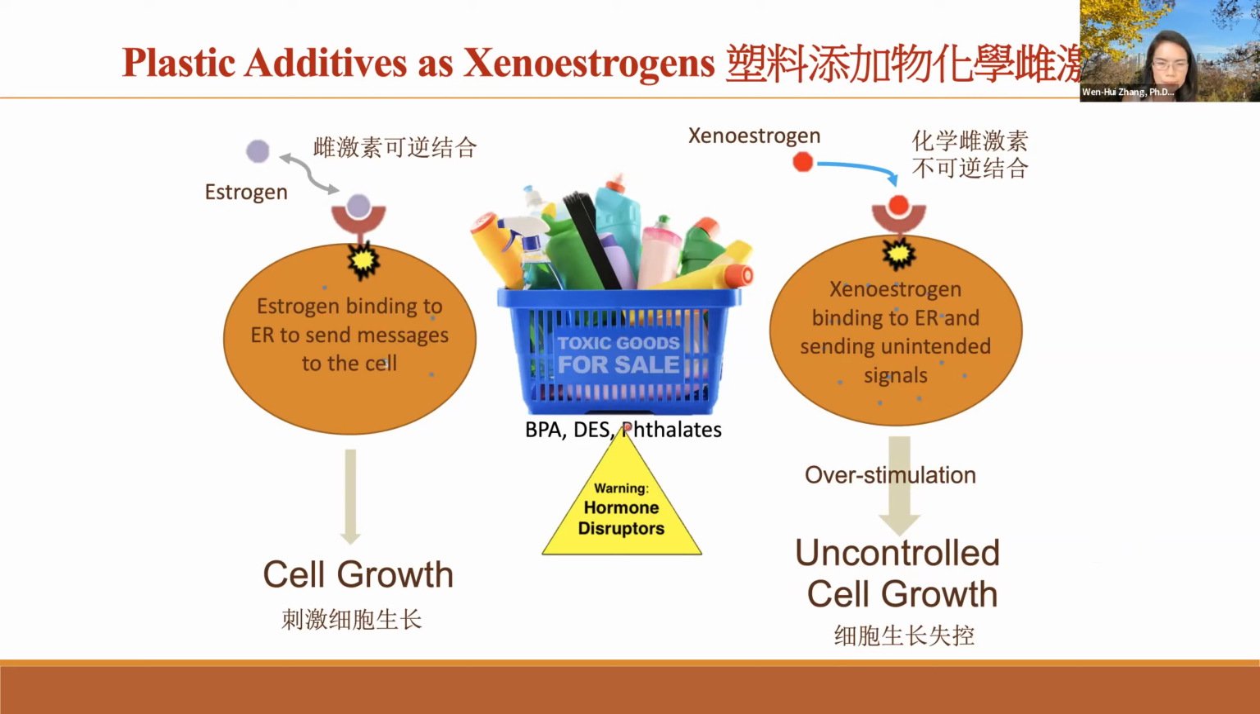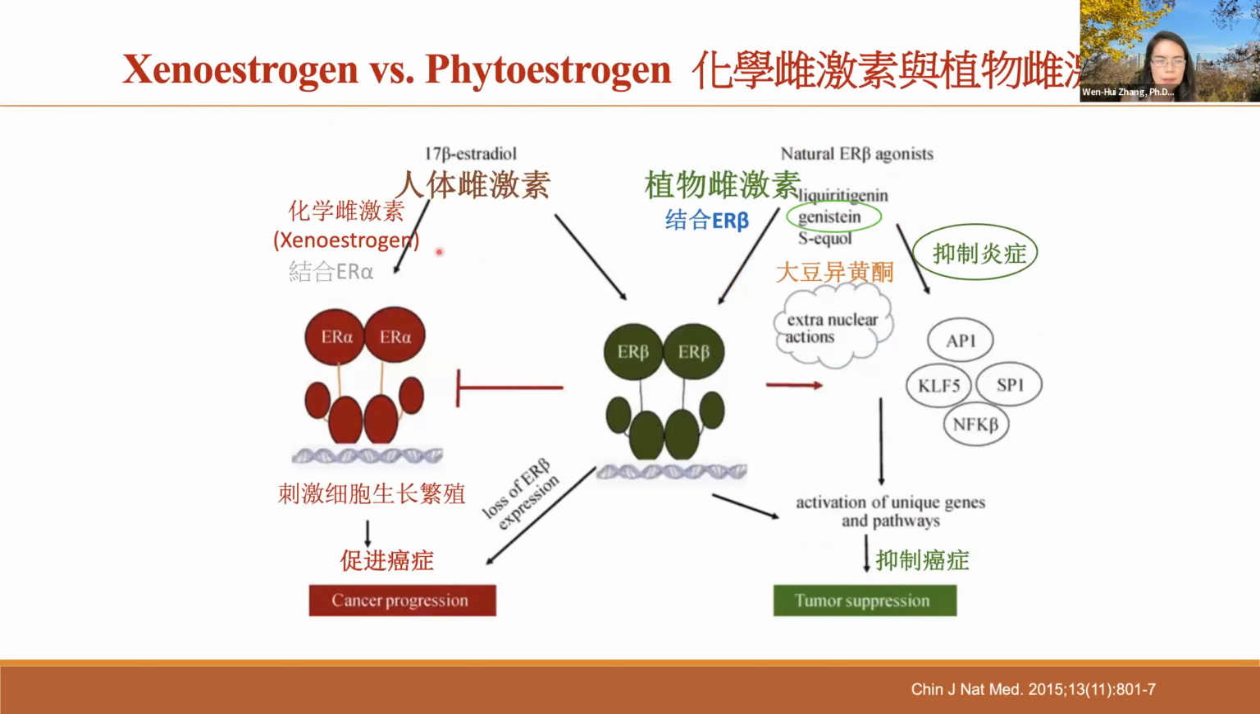So these are the plastics that could potentially contain the xenoestrogens. A lot of them is household products. So again, let's say xenoestrogens overstimulate cell growth and promote cancer progression.